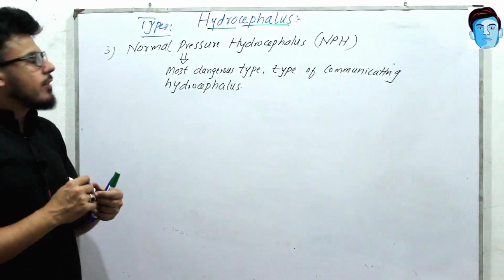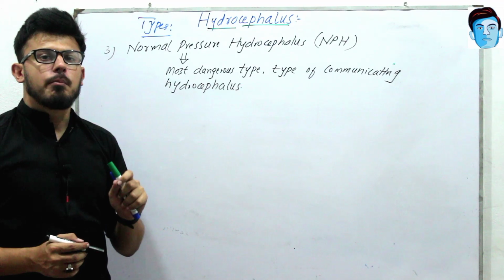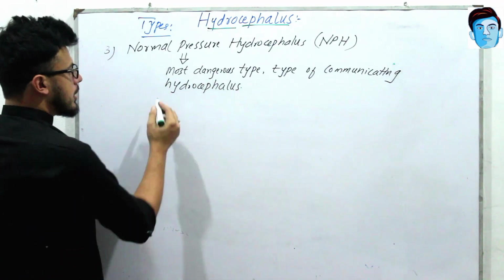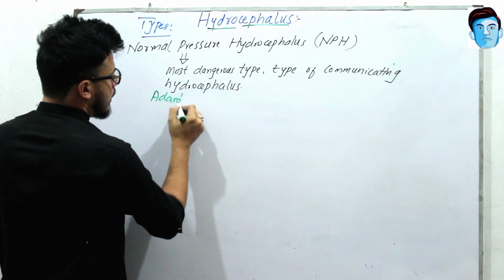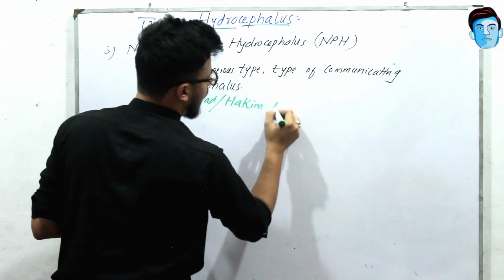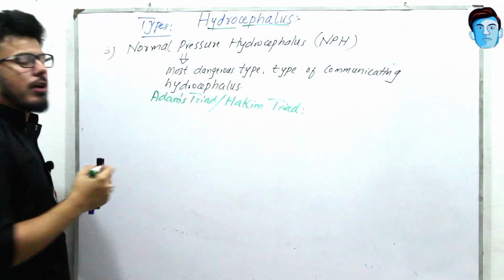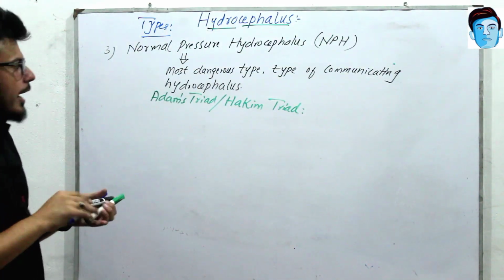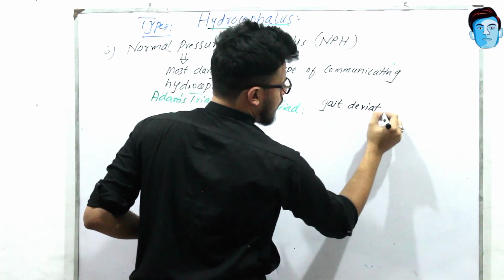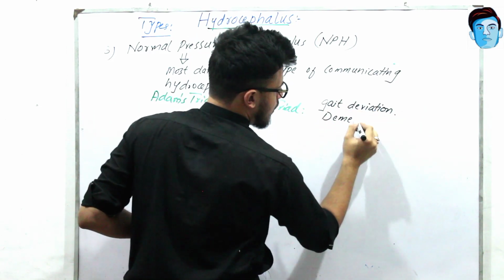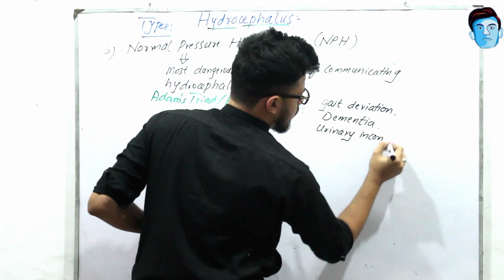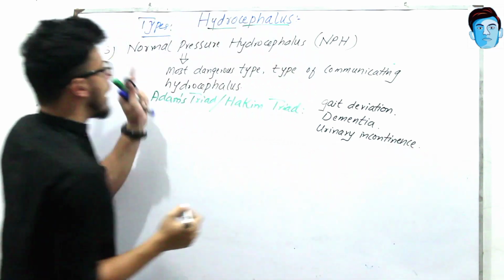Now, if the patient is suffering from normal pressure hydrocephalus, there is an important clinical presentation called Adams triad, which is also called Hakim triad. It is very, very important. The Hakim triad or Adams triad is associated with normal pressure hydrocephalus. The triad consists of gait deviation, dementia, and urinary incontinence. So this is a very important triad associated with normal pressure hydrocephalus.